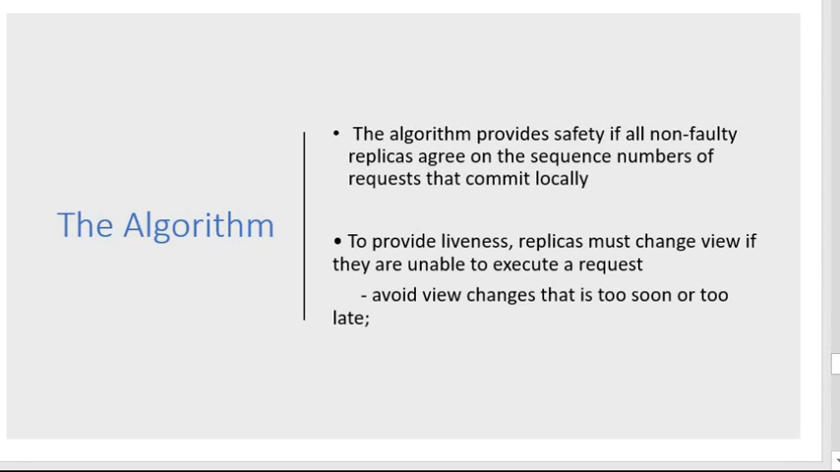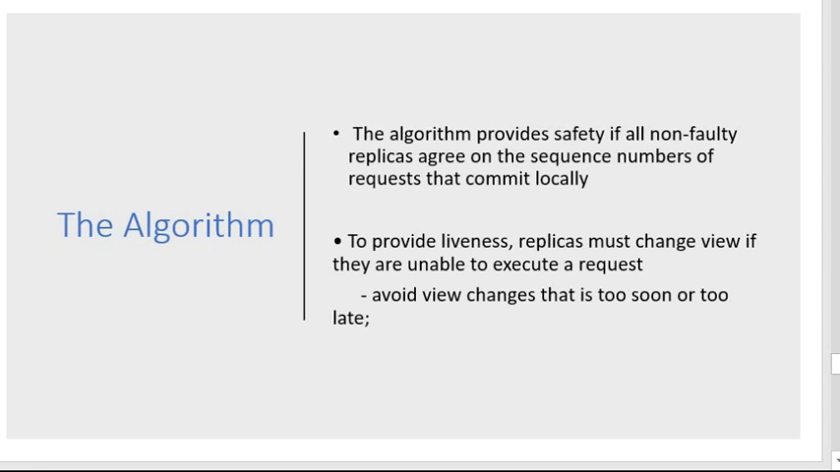To provide liveness, replicas must move to a new view if they are unable to execute a request. That means it should change its own view number. But it is important to maximize the period of time when at least 2m plus 1 non-faulty replicas are in the same view. That means if there are some faulty replicas, then it should not change its view number.